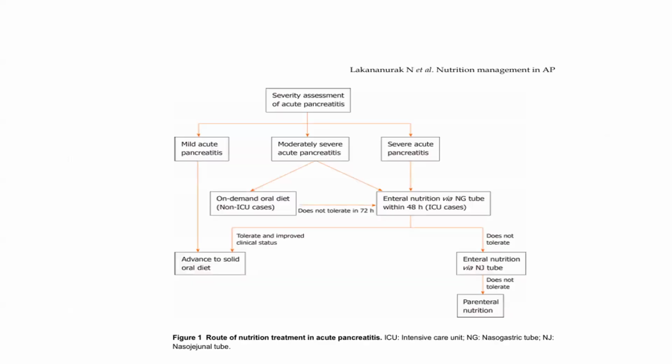So this is the schematic representation of management of nutrition in acute pancreatitis. Severity assessment of acute pancreatitis. Mild acute pancreatitis can be managed with a solid oral diet. In moderately severe acute pancreatitis, an on-demand oral diet; if not tolerated in 72 hours, then enteral nutrition via nasogastric tube within 48 hours. In case of severe acute pancreatitis, we need to start with enteral nutrition via nasogastric tube within 48 hours. If it is tolerated and the patient's condition is improving, then we can switch to oral diet. If it does not improve, then enteral nutrition via NJ tube. Then continue enteral nutrition via NJ tube, and if that is not tolerated, switch to parenteral nutrition.